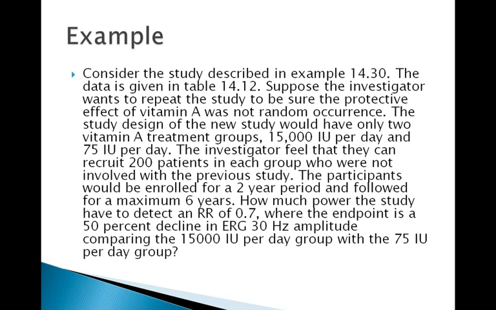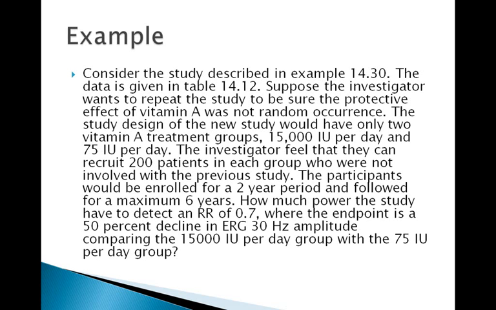The example presented in the text is 14.30. Using the data in table 14.12, the example is that we suppose an investigator wants to repeat the study to be sure the protective effect of vitamin A was not some random occurrence. The study design of the new study would have only 2 vitamin A treatment groups, one with 15,000 IU per day and the other with 75. The investigator feels they can recruit 200 patients in each group who were not involved with the previous study. Therefore, the participants will be enrolled for a 2-year period, followed for a maximum of 6 years.